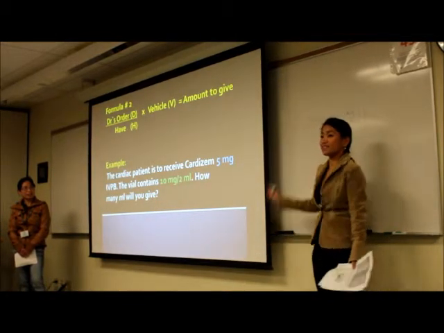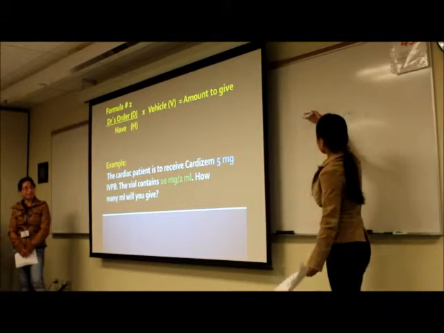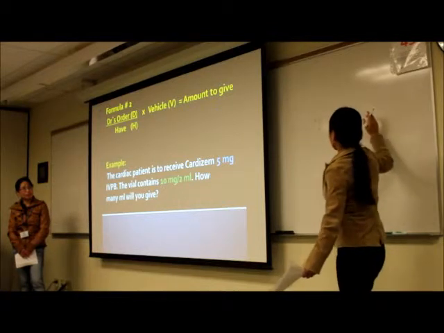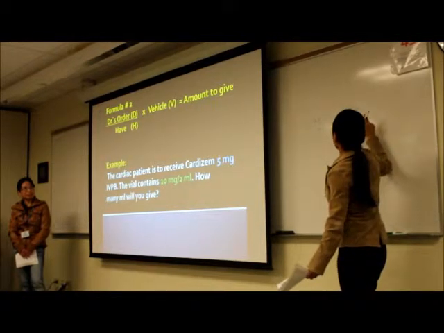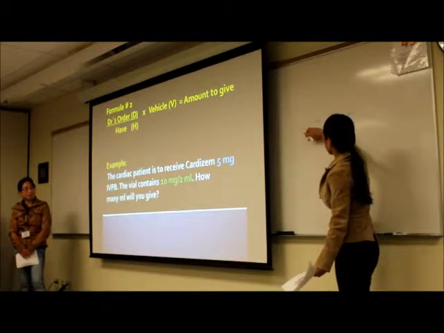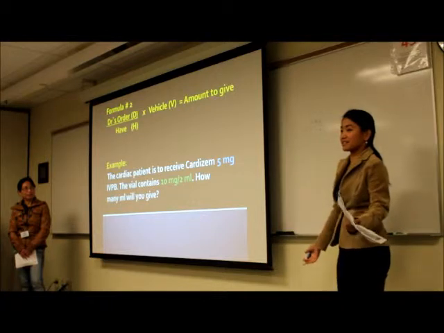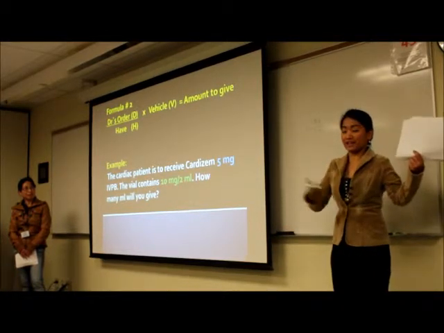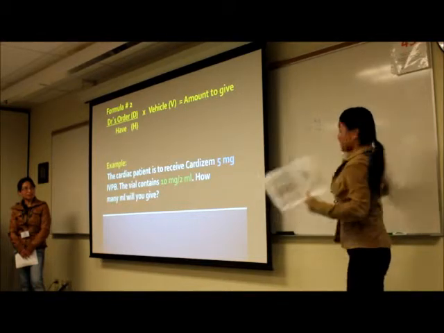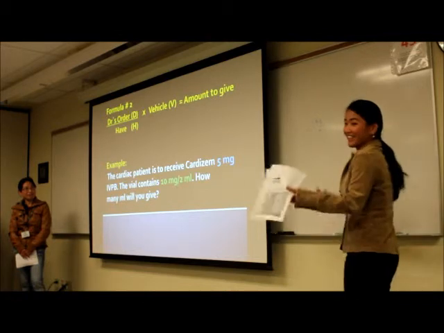Do you want more examples? So if the numerator, the 5 milligram, is missing, you just have to multiply. So 5 times 1 is 5. If the denominator is missing, you just divide the numerator. How I remember this is, in our body, it's up and down. So this part is divide, this part multiply. That's how I remember.